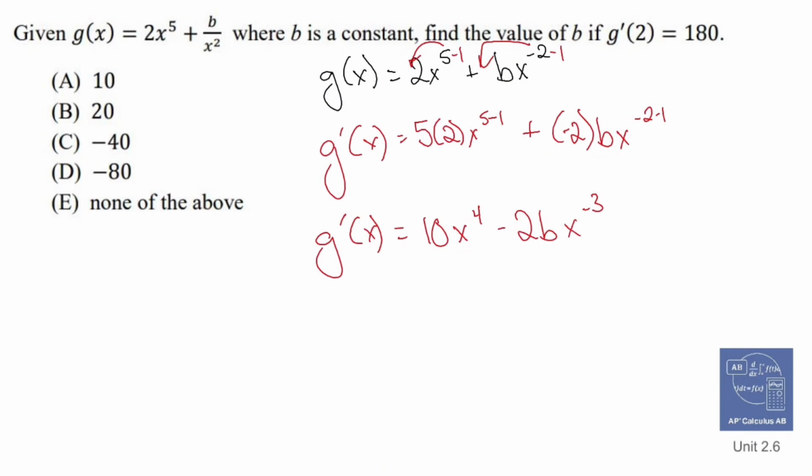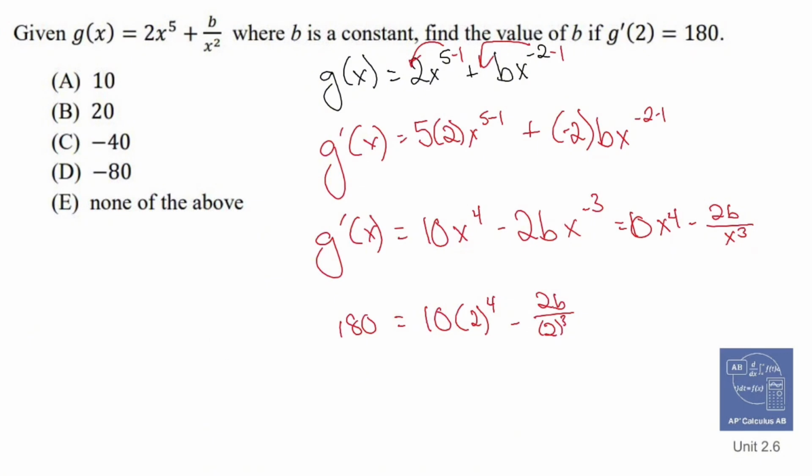Well, I know that if I replace x with 2, I get 180. So g prime of 2 is 180, which means I replace each of these x's with 2. Maybe before I do that, why don't I quickly rewrite this so that it looks like that. And now what I'll do is replace every x with 2. So I get 10 times 2 to the fourth, minus 2b over 2 to the third, I'm sorry. I accidentally jumped ahead and did it.